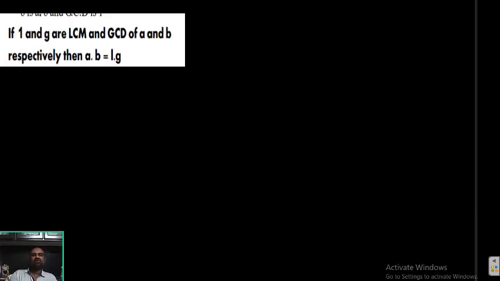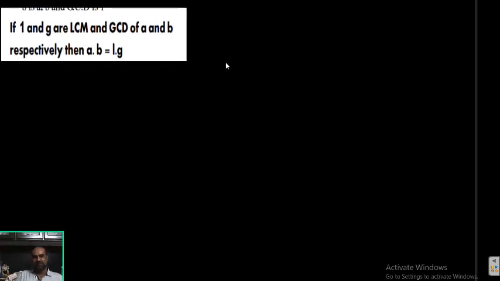Yeah, another important note. L and G are the LCM and GCD of the numbers A and B respectively. Then A into B equals L into G. Means if two numbers are given, the product of those two numbers equals the product of the LCM and GCD. Important note.